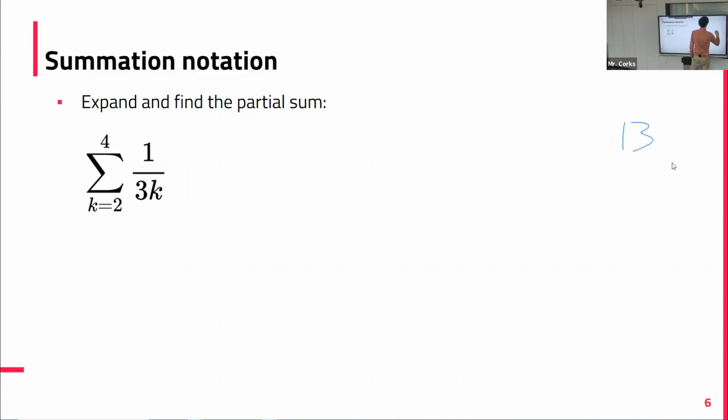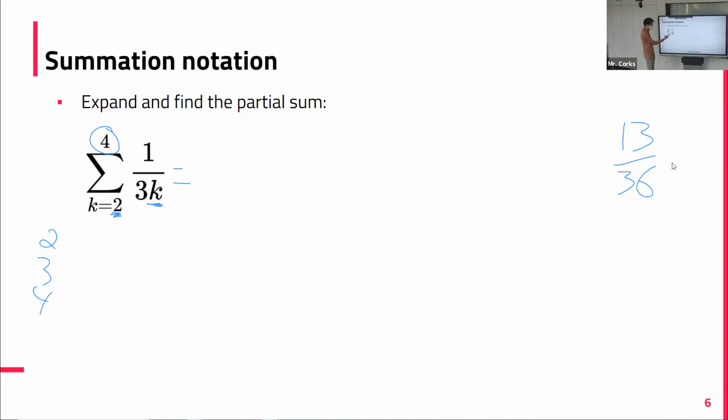13/36. Okay, let's check this. So first, in this thing, how many terms will there be? Okay, where are we starting? 2. When k is equal to 2, our index is equal to 2. Each time we go up by 1, so 2, 3, and stop at 4. There are 3 terms to this.